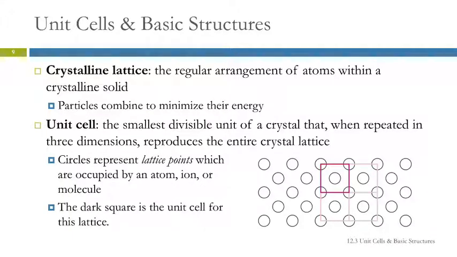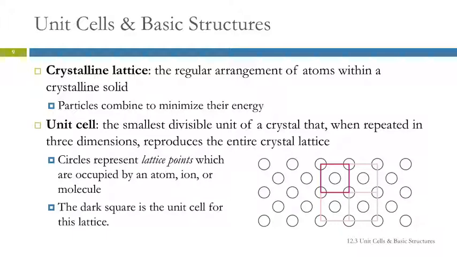So X-ray crystallography is a technique that we use to figure out how the atoms are arranged. What have we figured out? Well, there are several different common ways that atoms are arranged. Crystalline lattice is the term we use to refer to how the atoms are arranged. It's a regular arrangement in a crystalline solid. It goes in all three dimensions. And the way the particles arrange themselves is governed by energy. They're going to arrange themselves in a way that minimizes their energy.